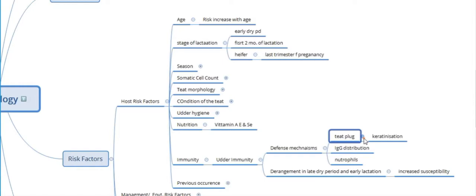When it comes to the previous occurrence or history of mastitis in an animal, once an animal is infected, there is always a risk for subsequent infection. So it is very important for a dairy farmer to keep this fact in mind, because once his animal is infected with mastitis, in subsequent lactations also there is a risk of infection. So utmost care of the udder is very important when it comes to dairy farming.